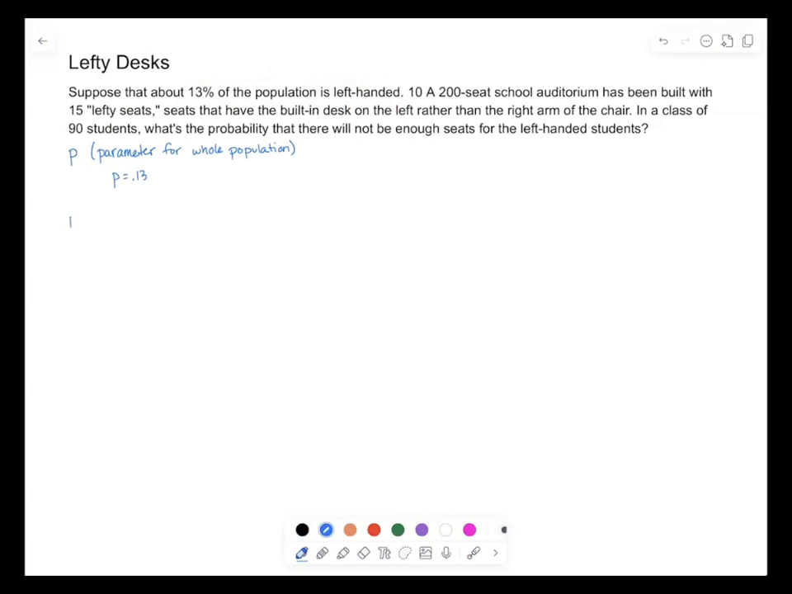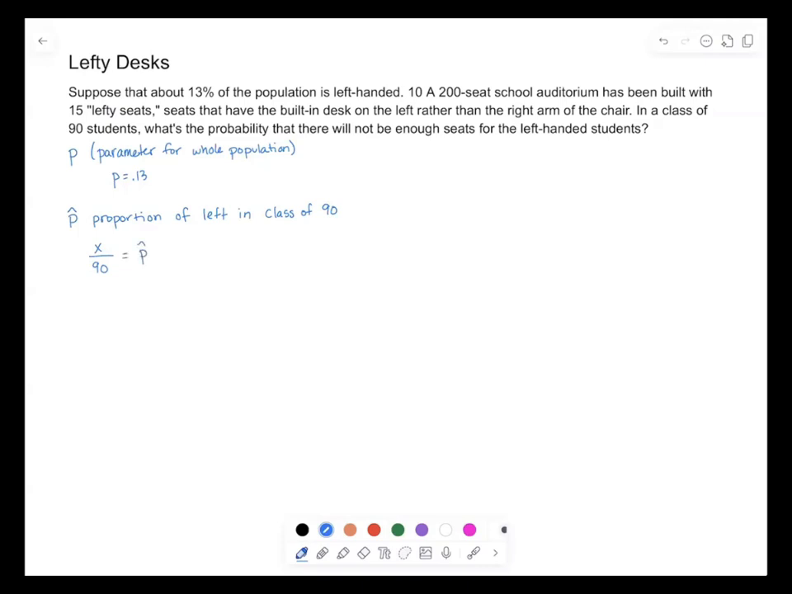And then P hat, that's the proportion of left-handed students in this class of 90. Okay, so that's the sample proportion. And I don't know how many students are lefty out of those 90, but if I did, the number of lefties divided by 90, I would get my sample proportion P hat.